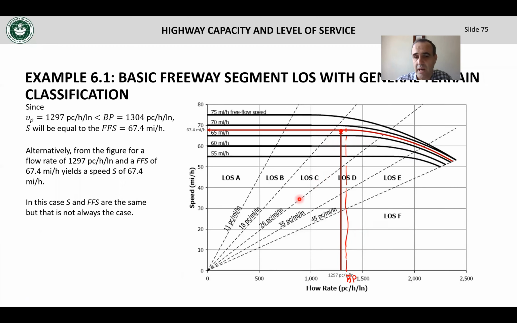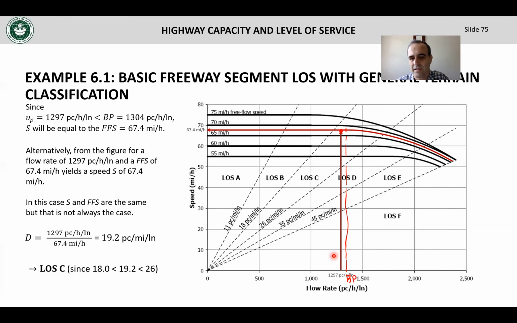Now, once I figure out the speed and I know the flow rate, the ratio of the flow rate to the speed gives me density. So 1,297 divided by 67.4. This is in passenger cars per hour per lane, and this is in miles per hour. The hours cancel. I end up with passenger cars per mile per lane is 19.2. And you can see 19.2 falls between 18 and 26. If you go back and look at the tables in your textbook, that corresponds to level of service C. So since those values are between 18 and 26, you have a level of service C. You can also just look at this point and see that it falls in the level of service C section. But for that, you need to make sure that you're entering values up to scale and precisely.